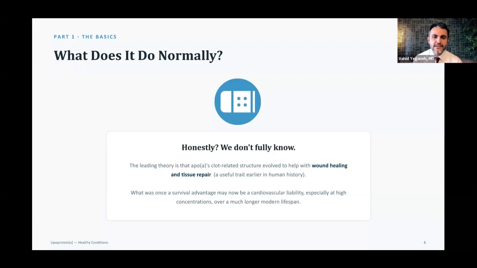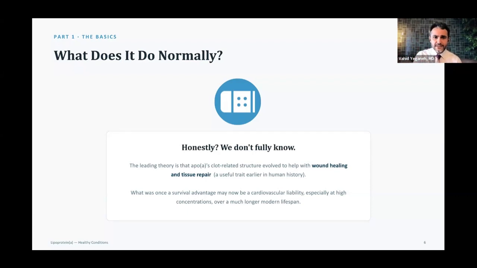in the scientific community. There's a lot of good theories, but we don't know 100%. The leading theory right now is that it has to do with wound healing and tissue repair. The idea is that, structurally, it looks a lot like this protein that breaks down clots. And so it can compete with that, and it'll essentially make it easier to make clots.